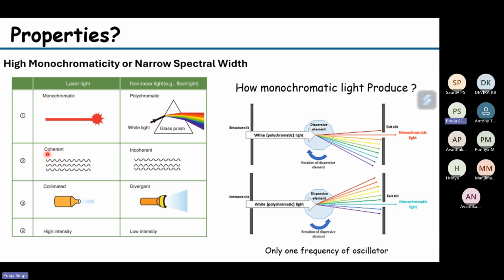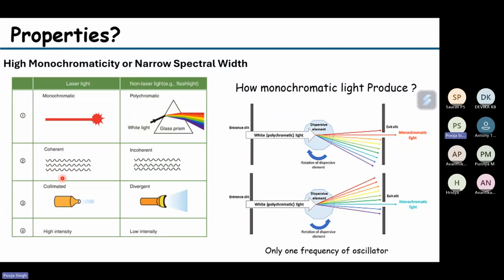The second important thing is coherence. It will be important for your exam, that's why I'm saying it. This is the main property among the properties of the laser. We will also study coherence in deep detail, where we will see the difference between coherent and incoherent sources of light, where an incoherent source has variation of the phase as well as the amplitude.